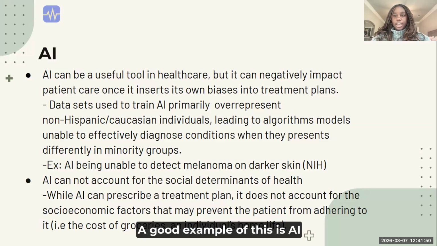A good example of this is AI struggling to detect melanoma on darker skin and only being able to detect it on lighter skin tones because that's what it's predominantly trained on.